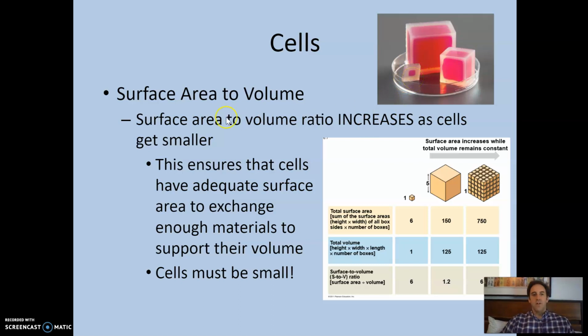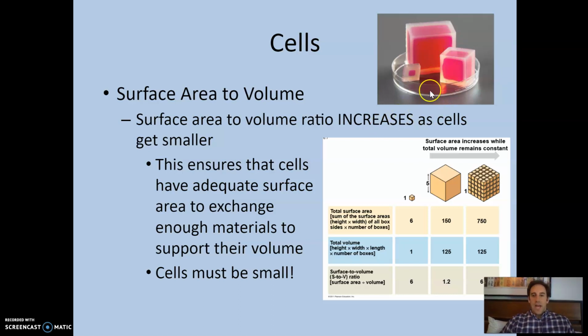And so why is that? Well, the surface area to volume ratio increases as cells get smaller. In other words, the small cell has more surface area relative to its volume, which means the acid has an easier time getting to the interior of the cell. Here, this large cube has much less surface area relative to its volume. So the acid just has a harder time penetrating so far into that interior because it's such a large cell.